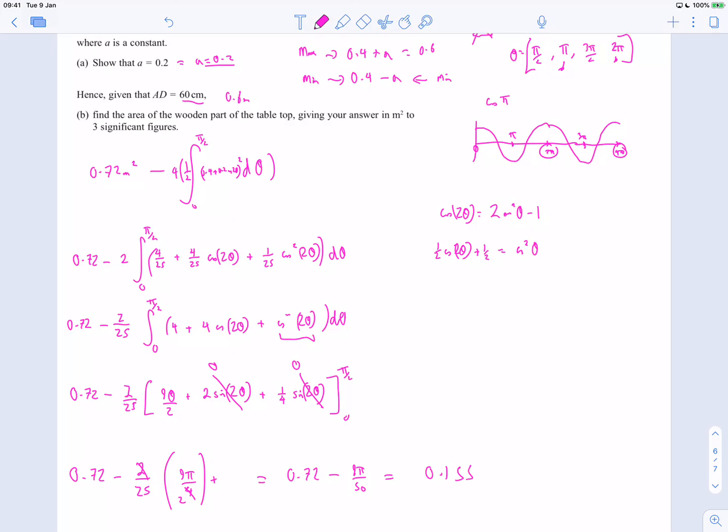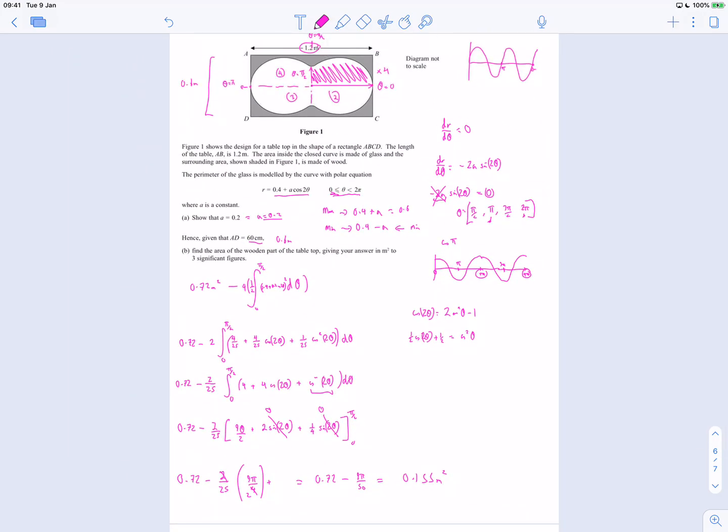0.155 metres squared, to 3 significant figures.